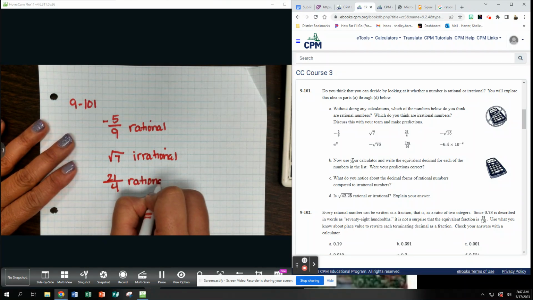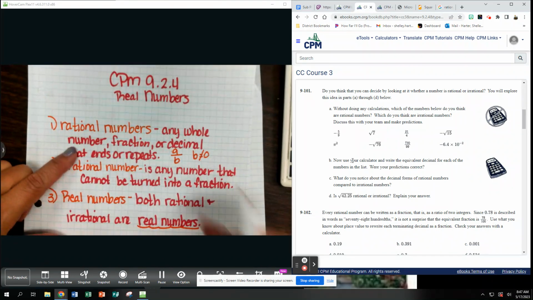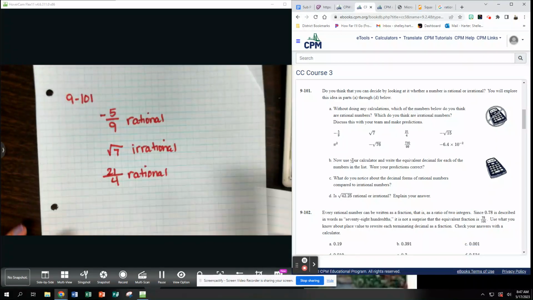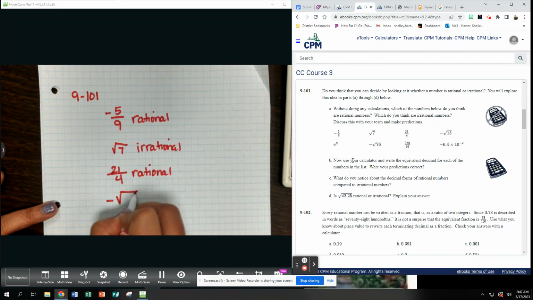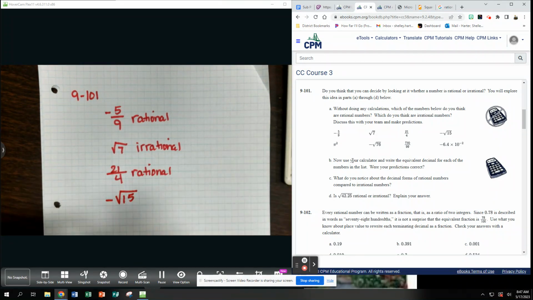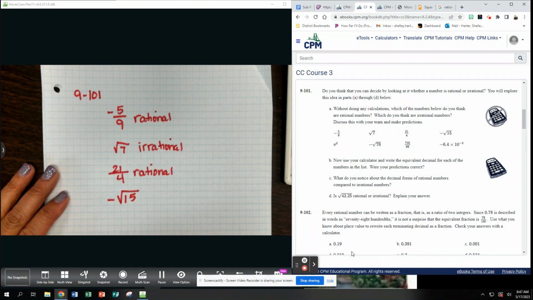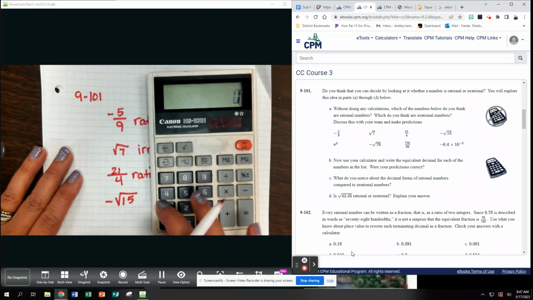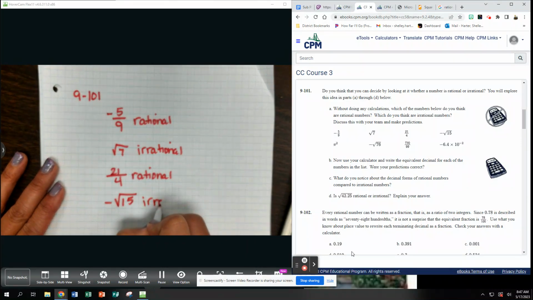What are our rules? Fractions. I'll bring it back: any whole number, fraction, or decimal that ends or repeats. We're looking for ends or repeats. What about negative radical 15? Okay, we're going to use our calculator and go 15 radical. Nope, this is an irrational number. Irrational.